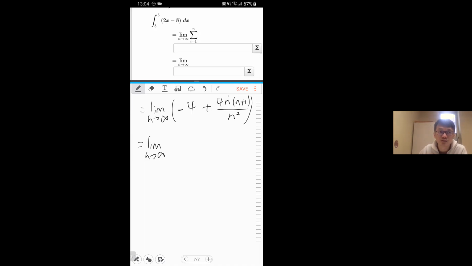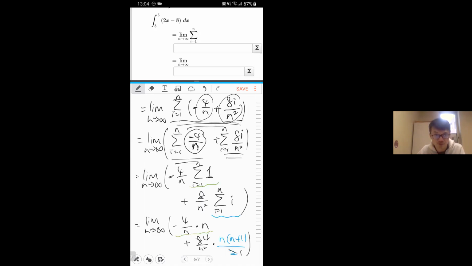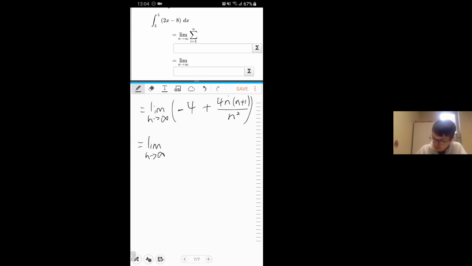By the way, I think someone mentioned that this one should be n factorial. So n factorial is actually n times n minus 1 times n minus 2 all the way down to 1. I think it's Ryan. Anyway, you can cancel out the n with one of the n. You get 4 times n plus 1 divided by n.